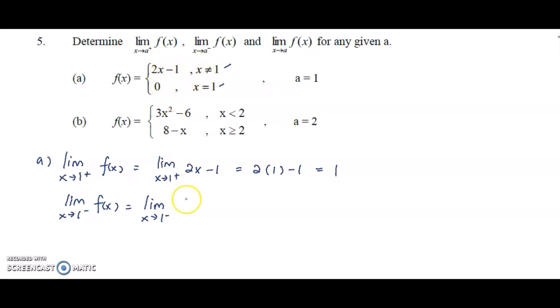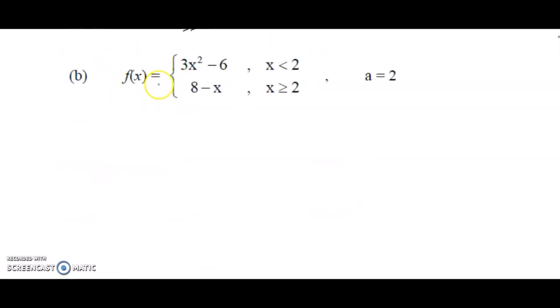So we will replace the f(x) as 2x minus 1, and then after that you can use the substitution method. Substitute 1 inside. You still will have 1. So since the right-hand limit equals the left-hand limit, what can we say is the limit when x approaches 1 of f(x) will be equal to 1, because these two take the same value, then you say that this is equal to 1.